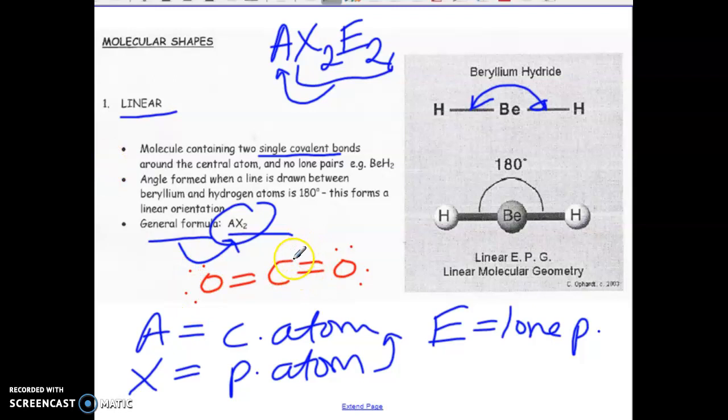Okay, so let's look at the structure. You have carbon, which is the central atom. It has 2 other atoms bonded to it, and it does not have any lone pairs. So this would also classify as being linear, right? You have the oxygens directly opposite of one another. So even though it's not 2 single covalent bonds, we have 2 double bonds, that doesn't really matter. It mentions this because that's the most common outcome. But really what you're looking for is this: you have a central atom with 2 bonding elements with no lone pairs around the carbon.